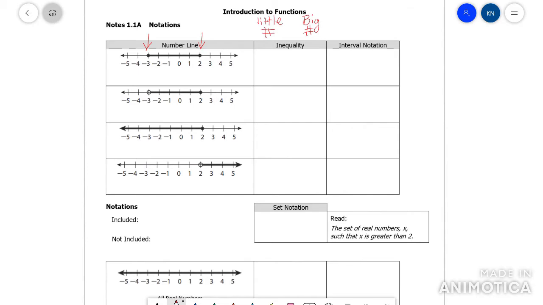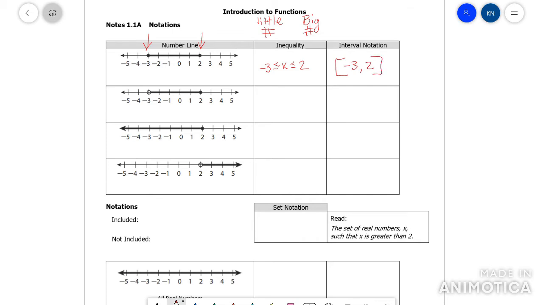So as an inequality, this looks like this, -3. Now this at -3, it's a closed circle. So I used a less than or equal to. And then at 2, it's a closed circle, so I use a less than or equal to. And that would be an inequality. Interval, at -3 and at 2, it has a closed circle. So I'm going to be using brackets because of that on both of these.